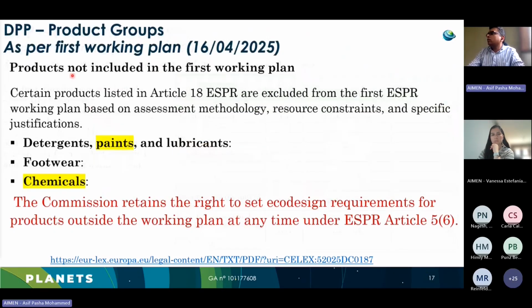The products that are not included in the first working plan. So certain products listed are excluded. They are the detergents, paints, and lubricants, footwear, chemicals. So these are excluded, but it doesn't mean that they are completely out of the list. The Commission retains the right to set these requirements outside the working plan at any time.